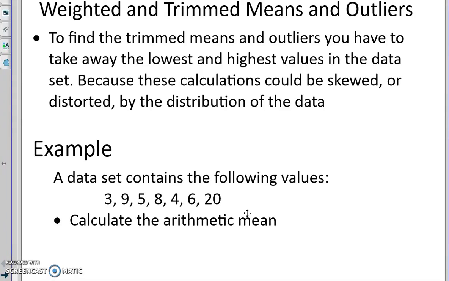The mean is add up the sum, divide by how many there are. The median is put them in order.